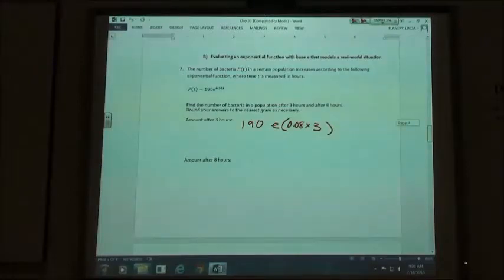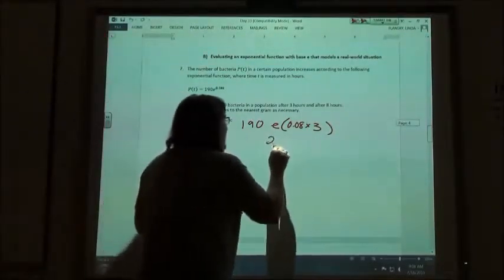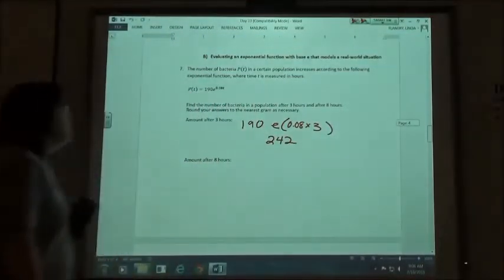190, shift natural log, parentheses, 0.08 times 3. And we are rounding to the nearest gram, so what are you coming up with? 242. 242, that's what I'm coming up with.